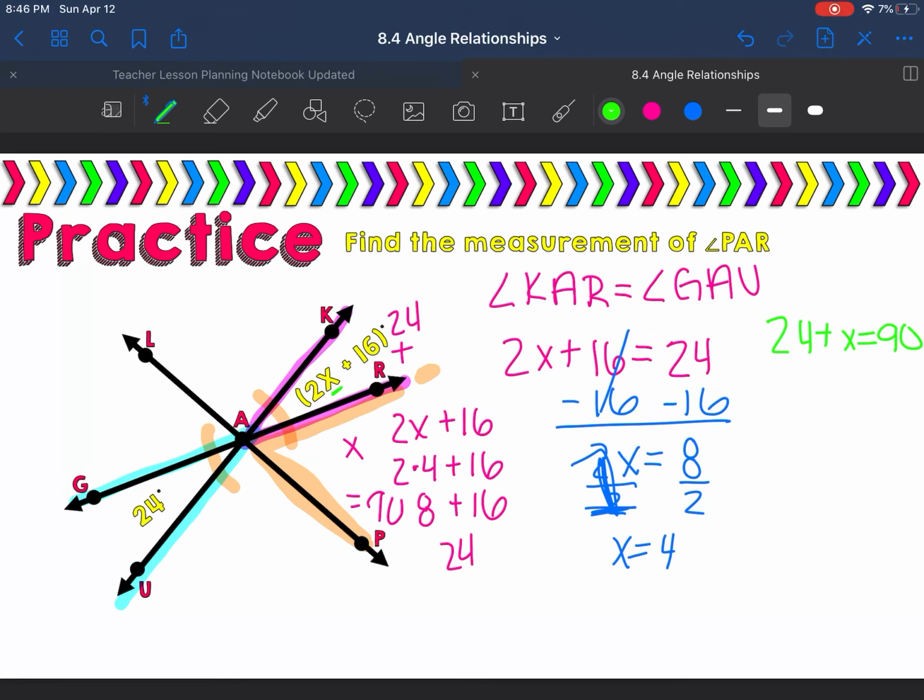So I can come over here and do 24 plus x equals 90. In this problem, I'm adding 24, so I need to subtract 24. I'm going to subtract 24 on both sides. That's going to cancel out, give me 0, or x equals 90 minus 24, which is 66. So angle PAR is 66 degrees.